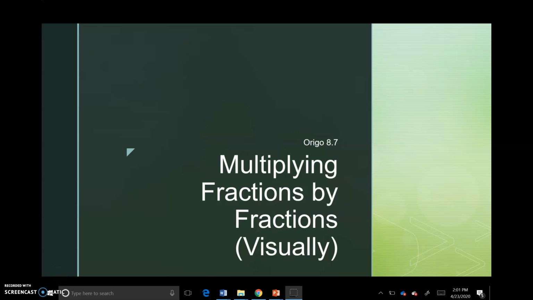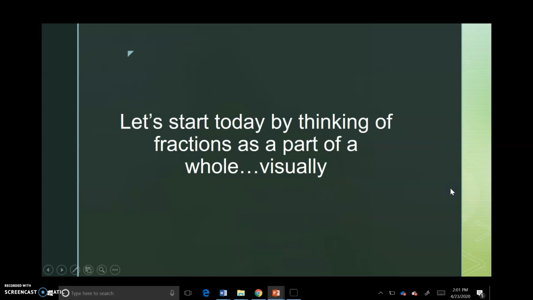Hello, fabulous fifth graders. Today we're going to be taking our understanding of multiplying fractions by whole numbers to apply it to multiplying fractions by fractions. And we're going to start off looking and thinking about them visually, which we have done with pretty much every other fraction concept. So we're just going to quickly review what that looks like.